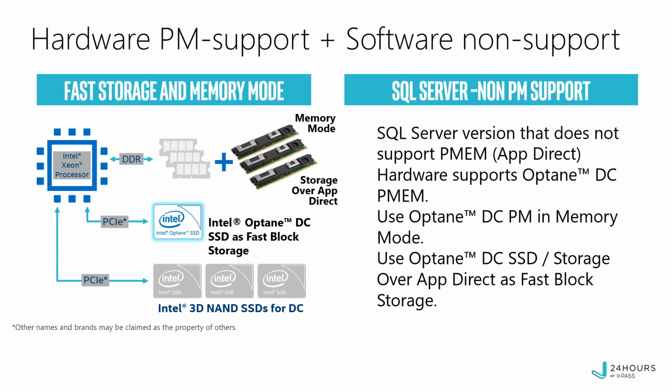A third option would be to use the persistent memory as storage over App Direct, which will show as a regular block device. You won't have any direct access, no DAX support, because your application does not support it yet, but you could use it as a fast block device. So that's another case to test.